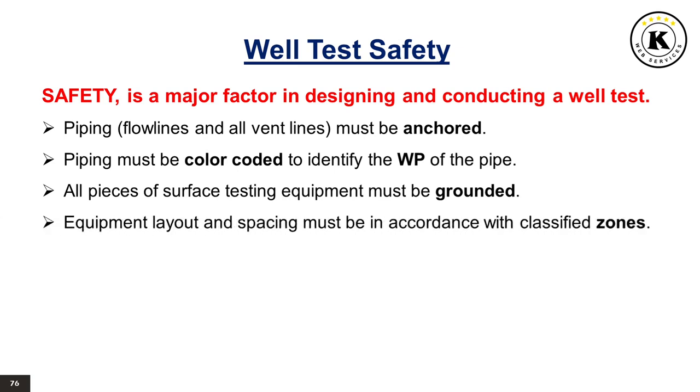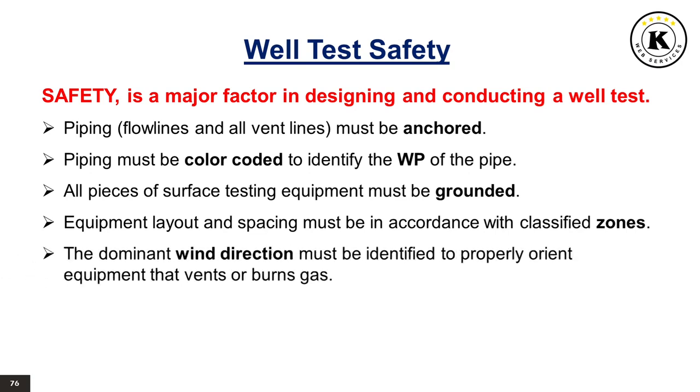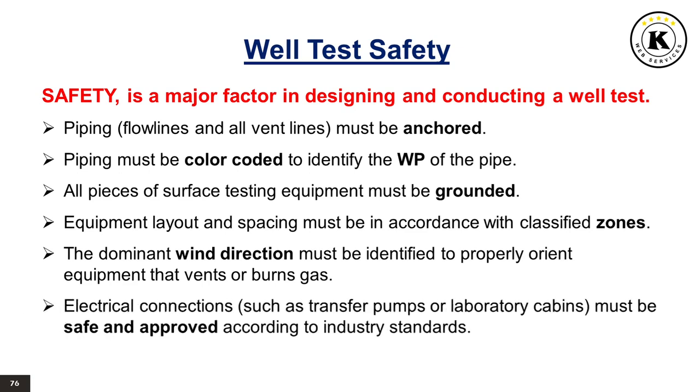Equipment layout and spacing must be in accordance with classified zones. The dominant wind direction must be identified to properly orient equipment that vents or burns gas. Electrical connections, such as transfer pumps or laboratory cabins, must be safe and approved according to industry standards.